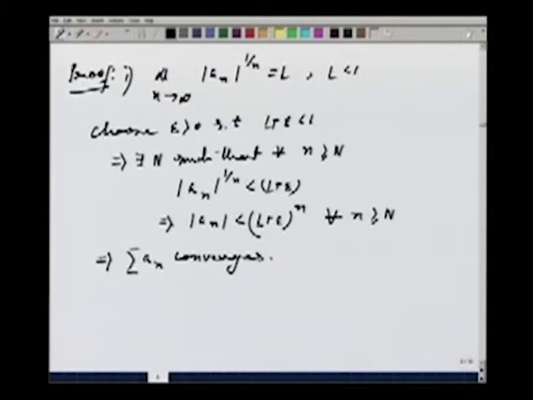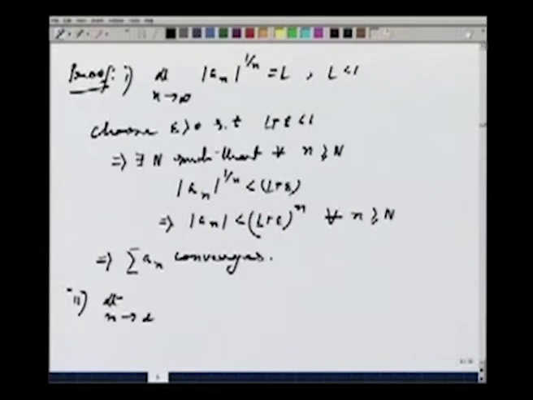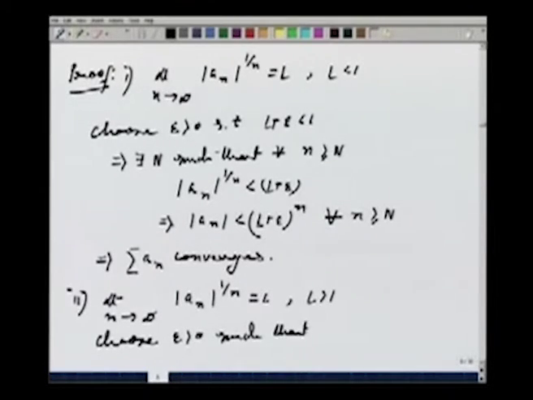Okay. So in this case we are again comparing with the geometric series. Now the second case, that limit n going to infinity of modulus of an to the power 1 by n is L, and L is bigger than 1. Now choose epsilon bigger than 0 such that L minus epsilon is still bigger than 1. Since L is strictly bigger than 1, I can choose some such epsilon.